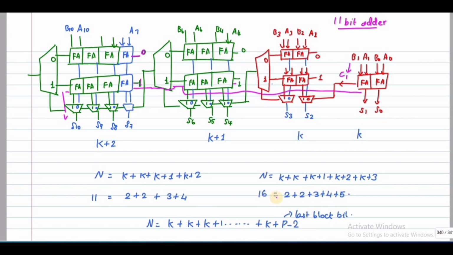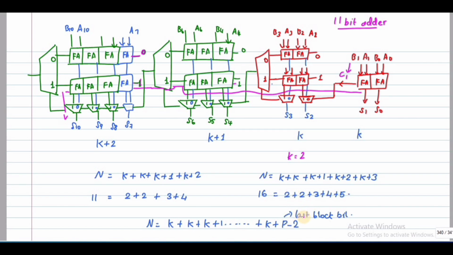So the first block is 2, the second block also 2, the third block is 3, the fourth block is 4, and it will go on. So I can write n is equal to k plus k plus k plus 1 plus k plus 2. If the n value is 11 bits, then k is equal to 2. If you substitute in the formula, you will get LHS equal to RHS.